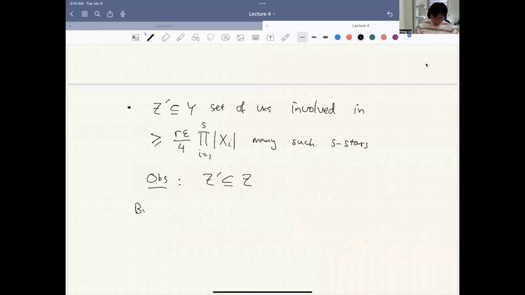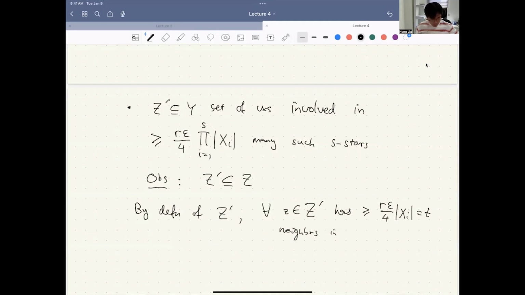By definition of Z prime, every vertex, let me just write out what I just said earlier. Every vertex in Z prime has at least r epsilon over 4 Xi, which is t, neighbors in each Xi. This is the proof of the observation.